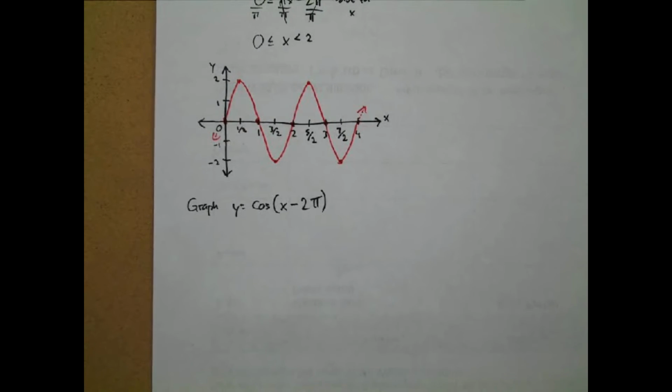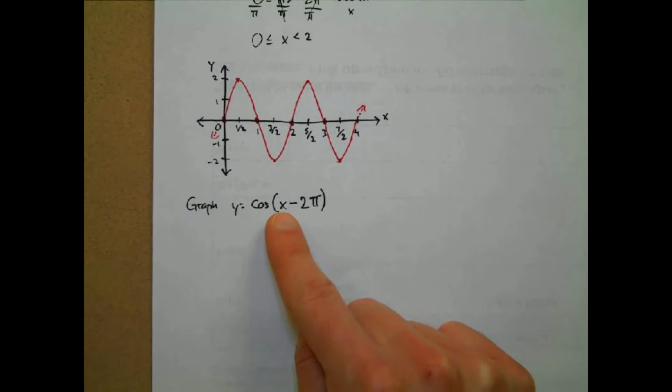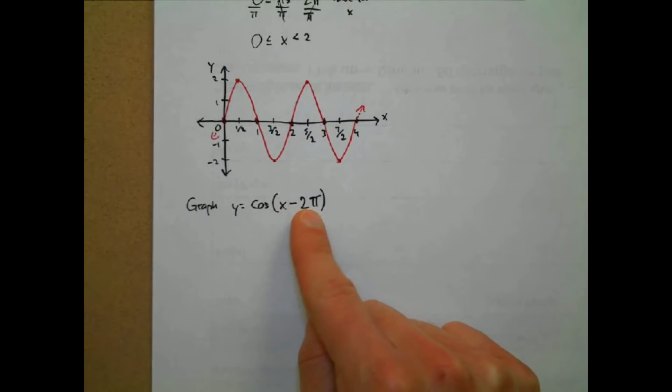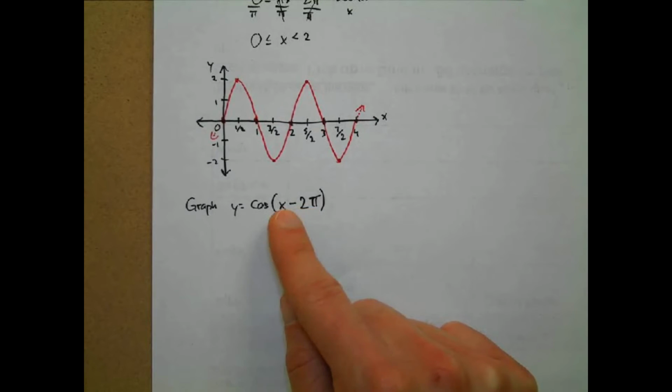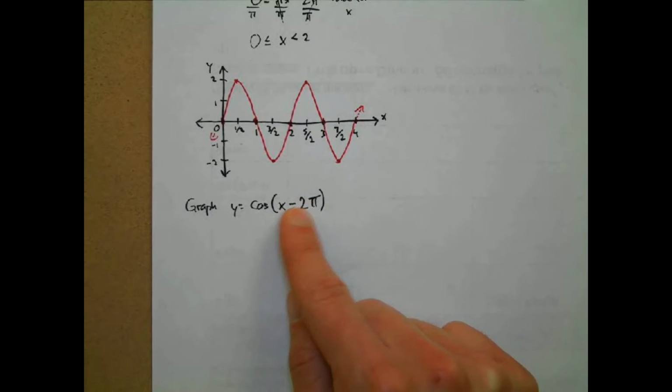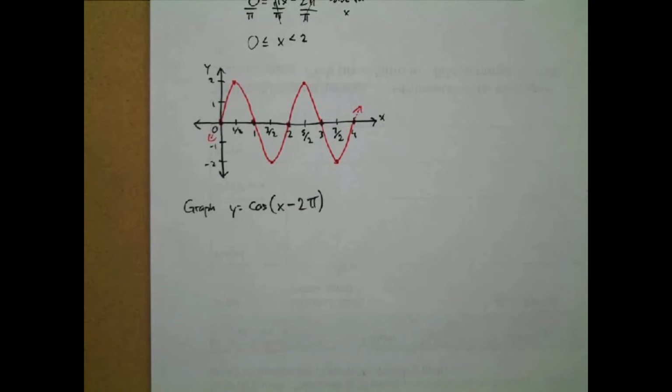Cosine of x minus 2 pi. When we see a number in with the x and we're adding or subtracting that number, what transformation do we know is going to happen here? When we have a number added or subtracted to our x, it's in with the x. What kind of transformation does this result in? A shift. And specifically, since we're subtracting a number, we're going to be shifting which direction? To the right, 2 pi.